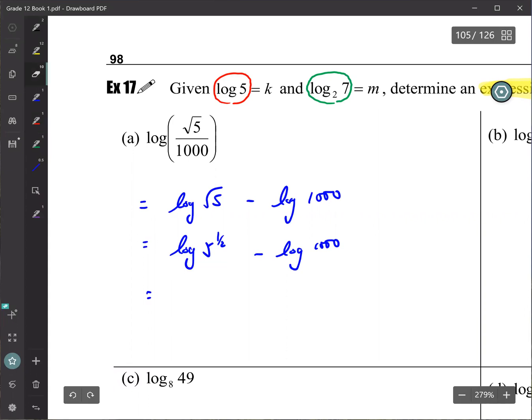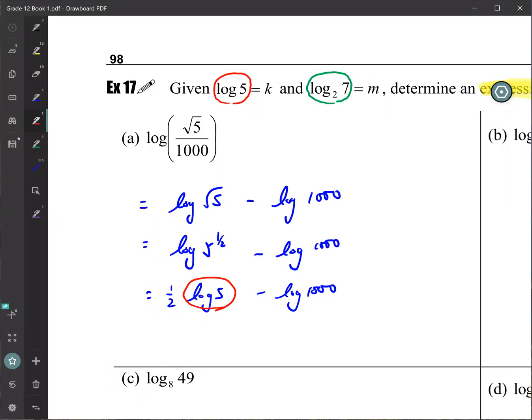1/2 log 5. So which law did you use? Number what? The moving one. Number 3. Yeah, very good. So now once you get to this step, you can see that there is the log 5, right? Only when it's by itself can I replace it with a k, okay? So it becomes 1/2 k minus, okay, now here log 1000.